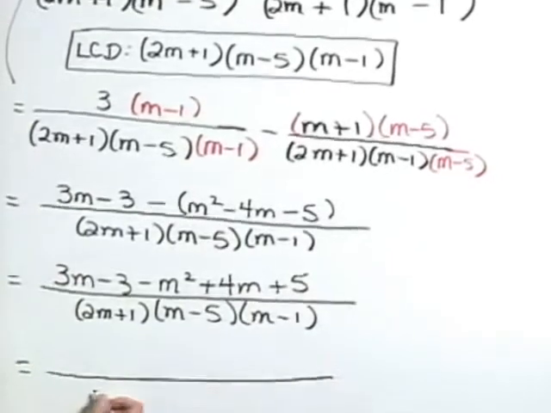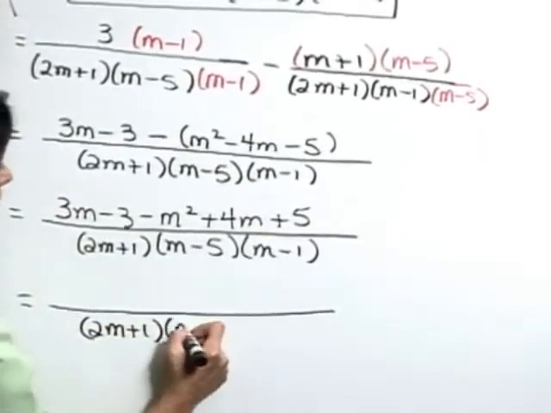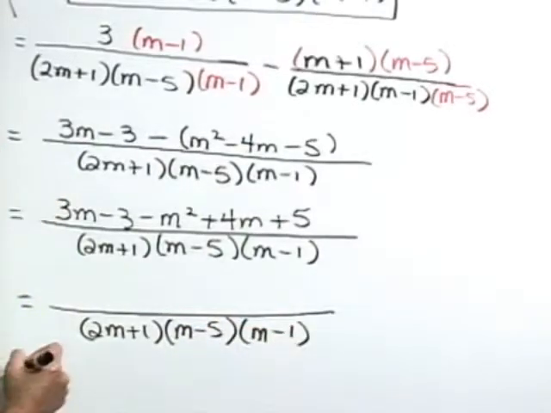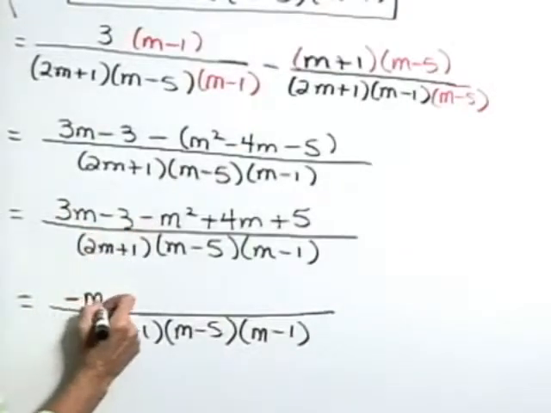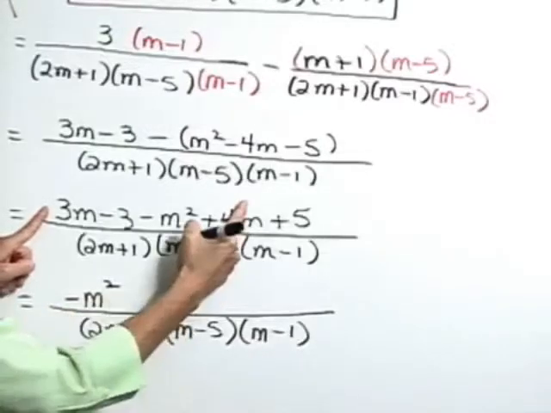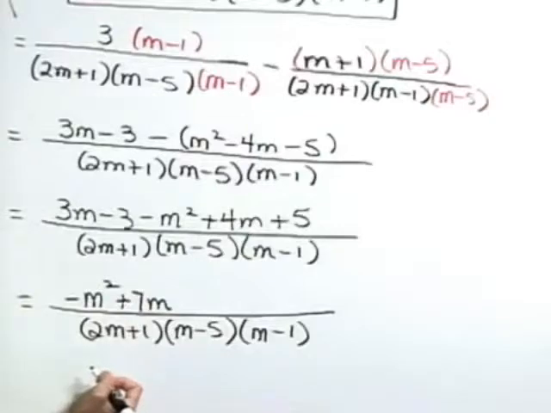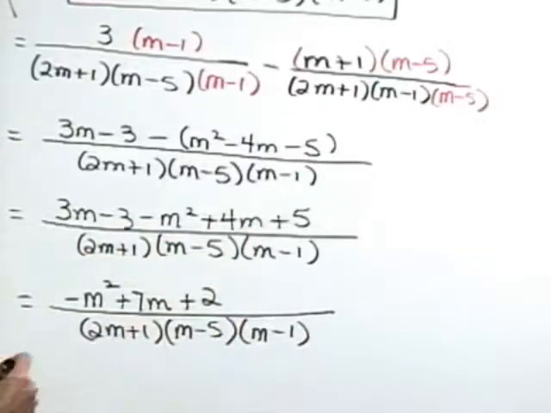Now let's combine like terms in the numerator. And don't forget that denominator. Just continue to rewrite it each time. Combining like terms in the numerator, let's start right here with this negative m squared, the second degree term. Next we have a 3m plus 4m, which is 7m. Lastly, negative 3 plus 5 is a positive 2.